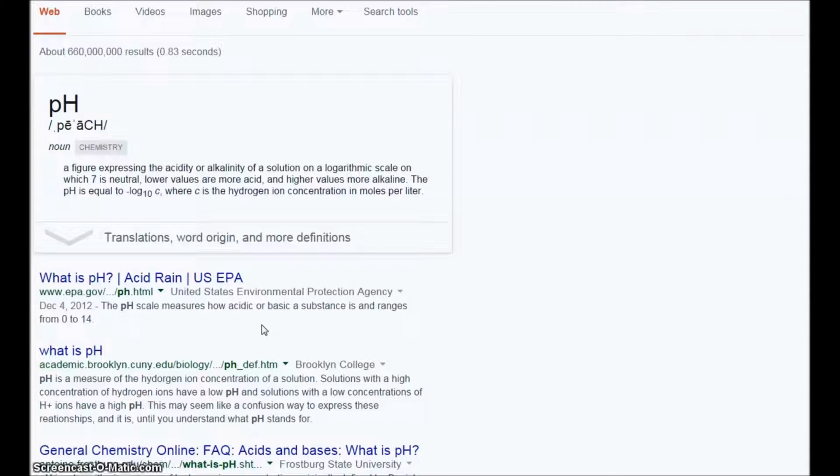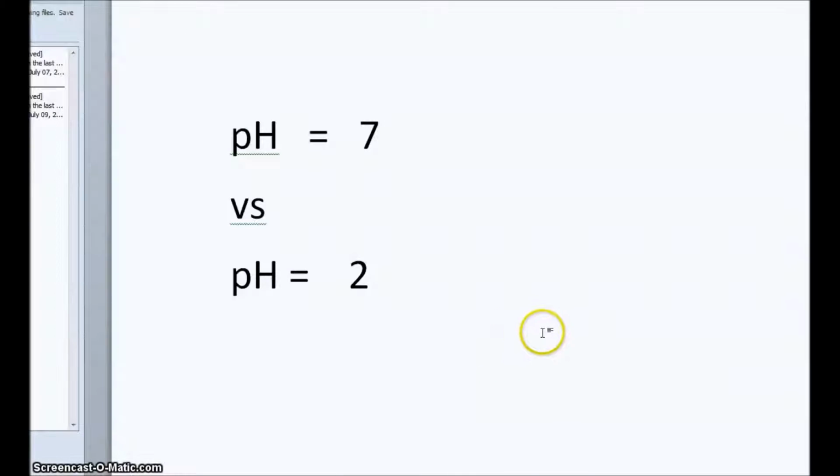Okay, let's contrast a pH of 7 and a pH of 2 to see what the difference is. Okay, I've typed this out. We're going to compare pH of 7 with a pH of 2. Now 7 is bigger than 2, but 2 is more acid. How does that work? Okay, so pH is the negative logarithm of the hydrogen ion concentration on a base 10 scale, base 10 log. In this case it's negative, which means it's below 0.